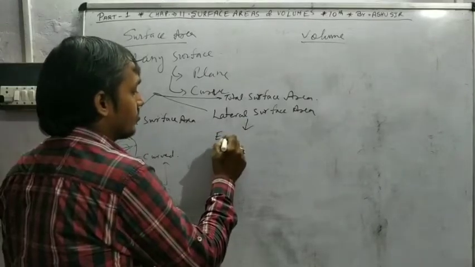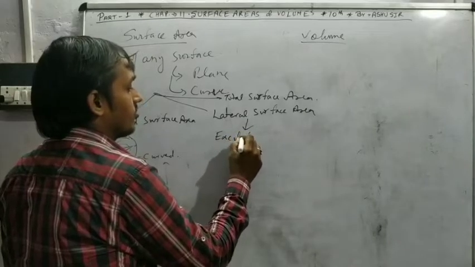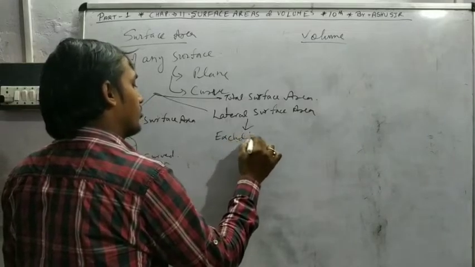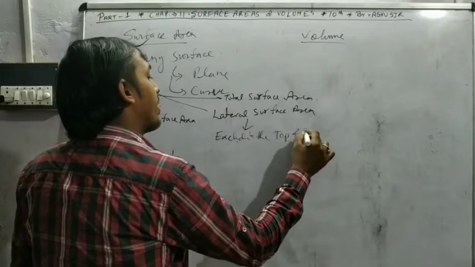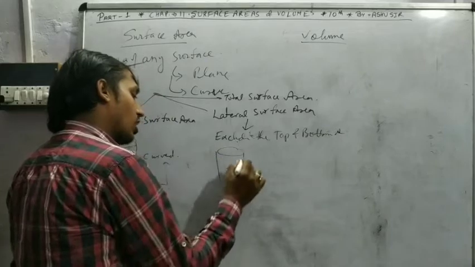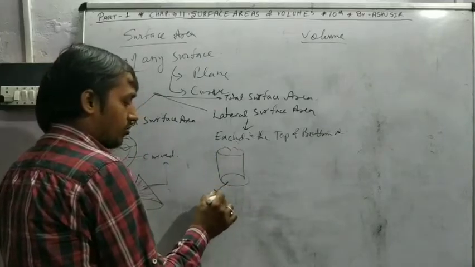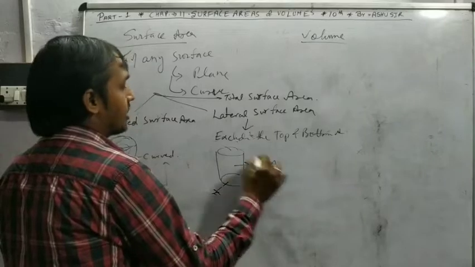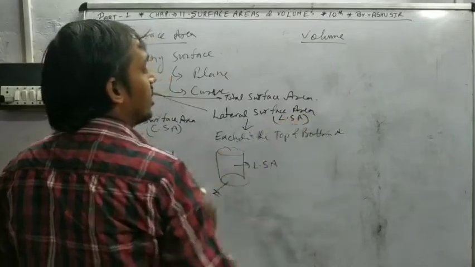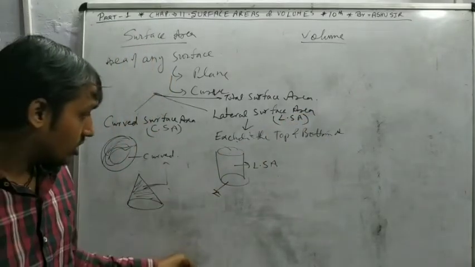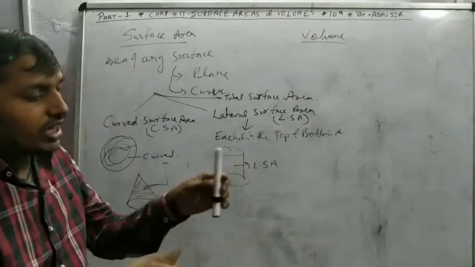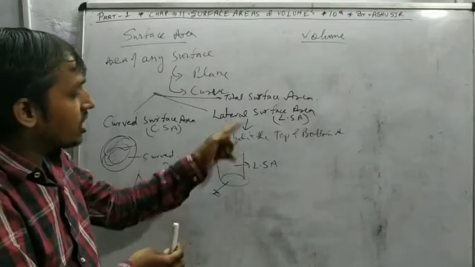Lateral surface area means excluding the top and bottom area. Just like if I talk about the cylinder, this and this are removed. So this is called the LSA. This is for CSA and this is for LSA. So in a cylinder, curved surface area and lateral surface area are the same.